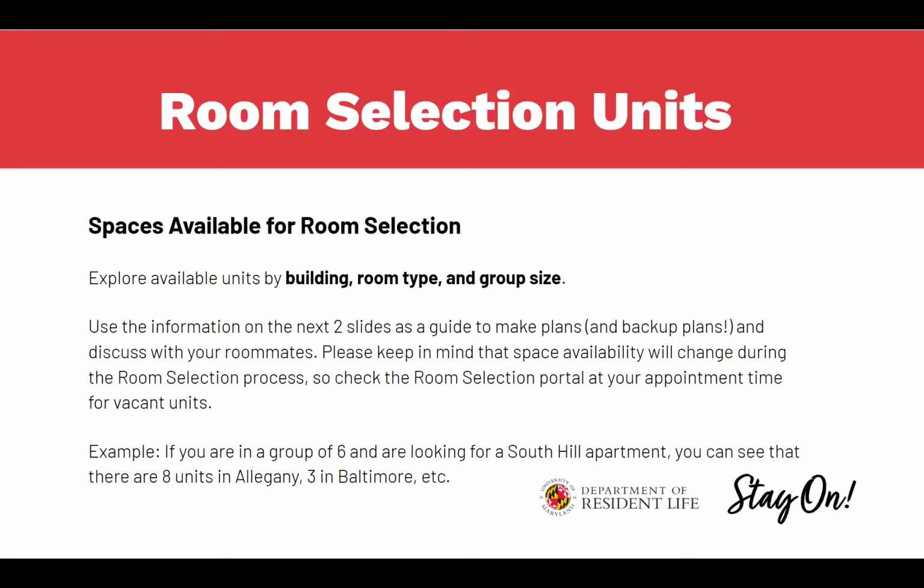Again, what we're going to post is what it is now, but rooms will change as students begin selecting on Monday, so that will change. The charts won't change, but once you log in during your appointment time, you'll see what's available at that time. For example, if you are in a group of 6 and you're looking to be in a South Hill apartment, you'll see that there are a number of units available in Allegheny, 3 in Baltimore, etc. Next slide.